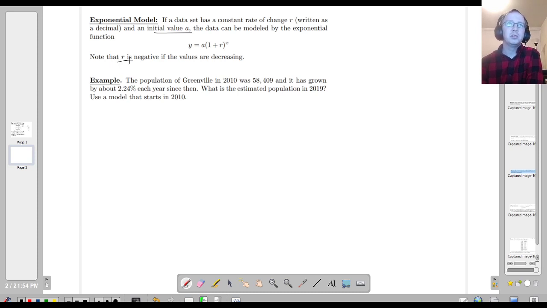Now, something important to note, if your percent change is positive, then you're going to have a positive value for r. But if your percent change is negative, meaning that your values are decreasing, that would tell you that r is negative, and your values will get smaller over time.